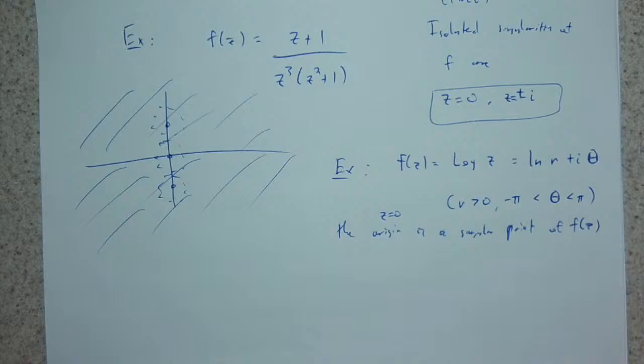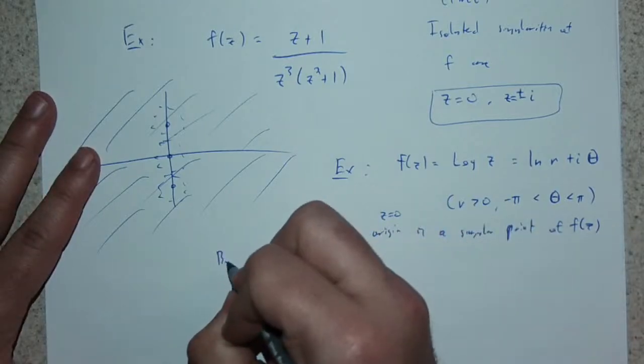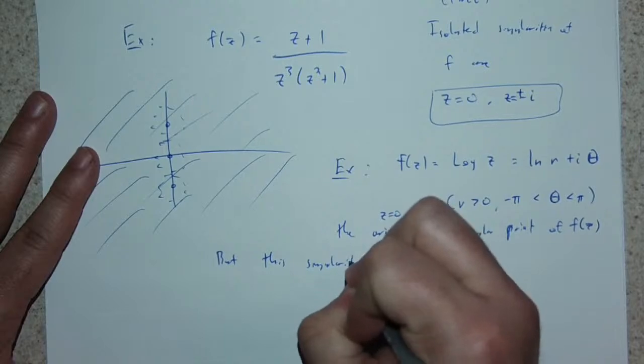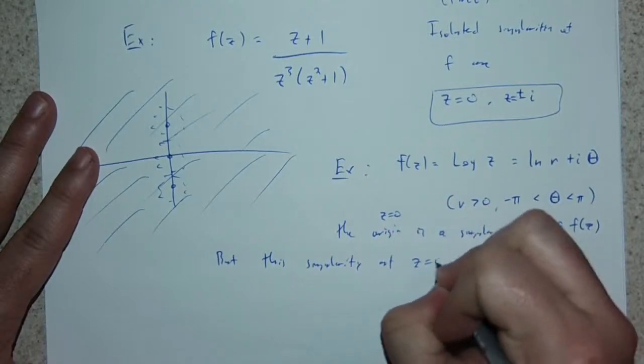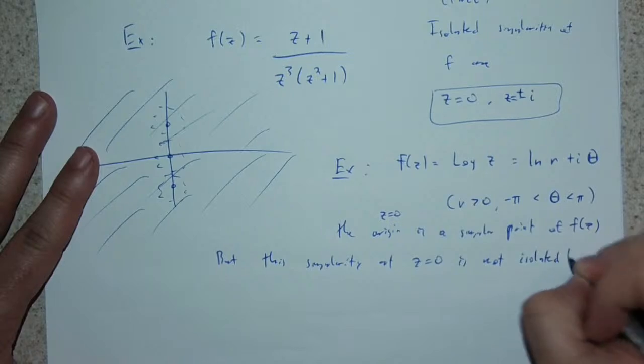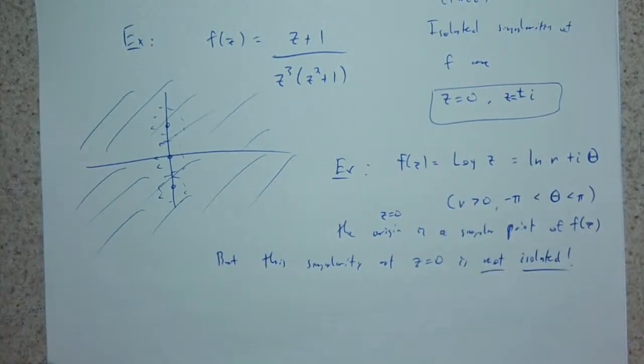They're one of the nastier types of naughty points. It's not isolated. The singularity is not isolated. So the singularity at z equals 0 is not isolated. Why? Why is it not isolated?